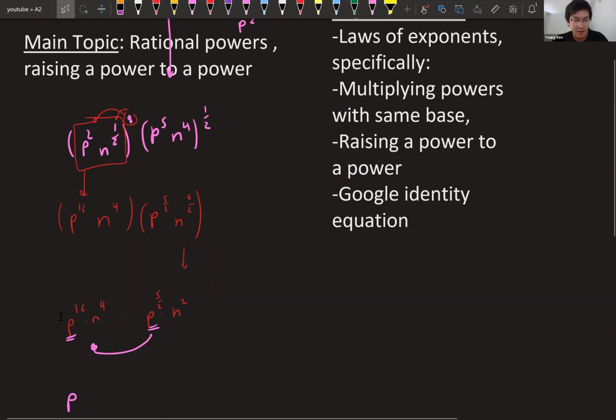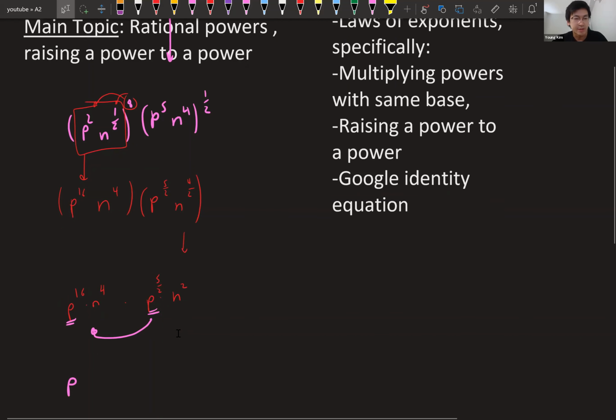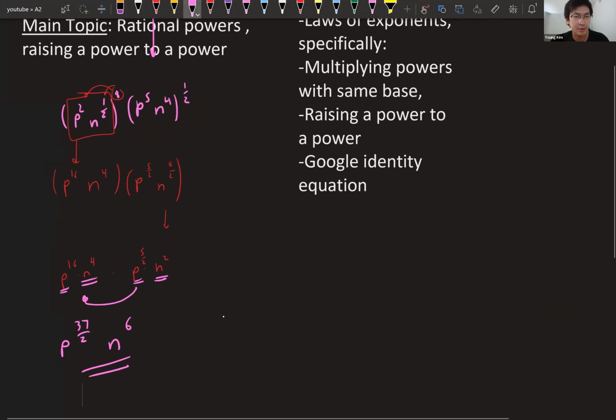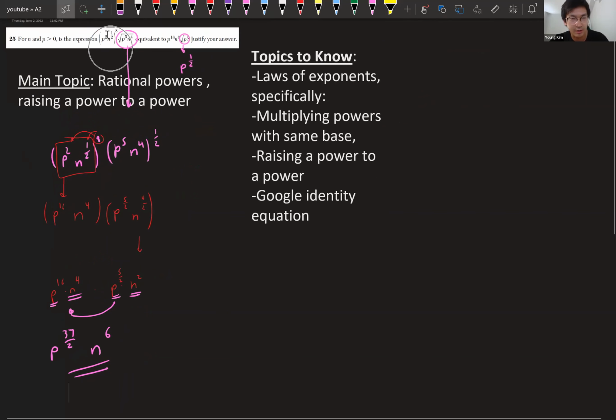So it's going to be 16 plus 5 halves. Okay, and you could change this to 32 over 2. This is going to be 37 halves. All right, and then similarly you could do the same with these terms, n to the 4th and n squared. So that's going to be n to the 4 plus 2, which is just n to the 6th. So all of this thing is just this. Okay, and we still need to see if it equals this thing.